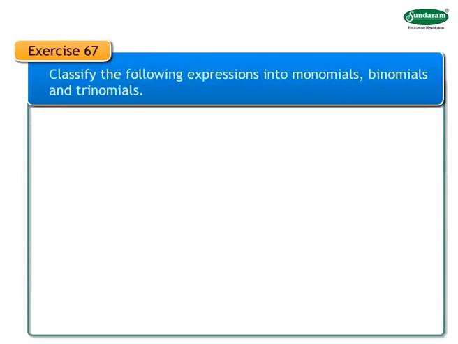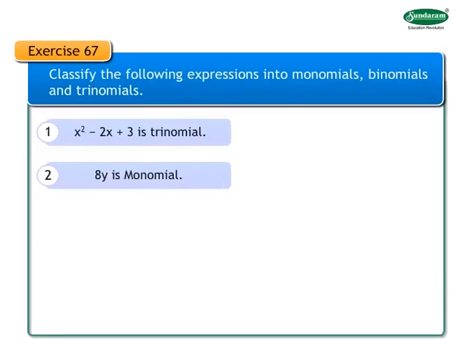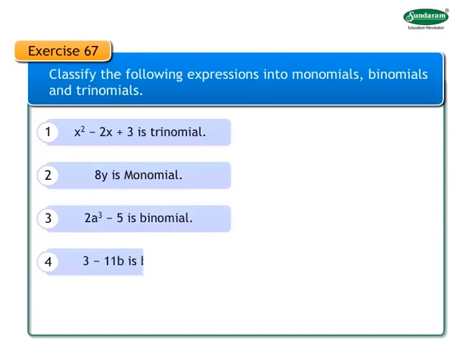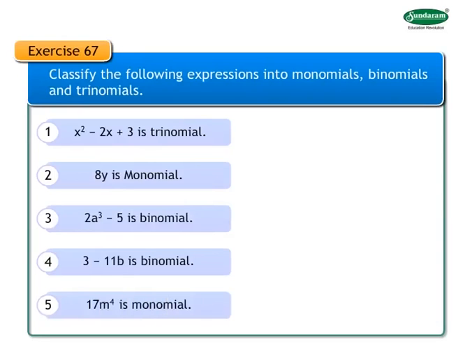Exercise 67. In this exercise, we shall now classify the following expressions into monomials, binomials and trinomials. x squared minus 2x plus 3 is a trinomial, as it has three terms. 8y is a monomial, as it has only one term. 2a cubed minus 5 is a binomial, as it has two terms. 3 minus 11b is a binomial, as it has two terms. 17m raised to 4 is a monomial, as it has only one term.